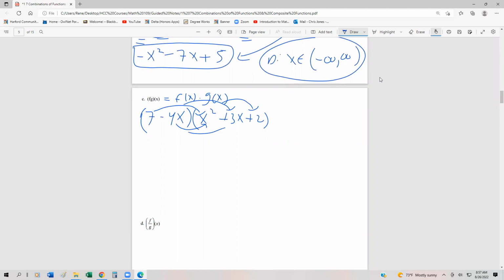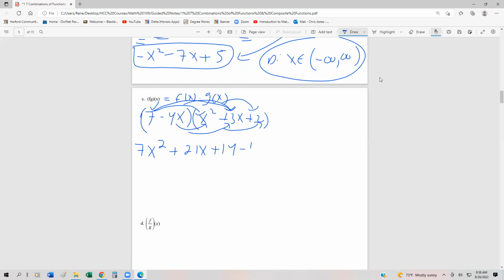And then we have a negative 4x. So we're going to multiply by all those terms. So let's start with the 7. 7 times x squared is going to be 7x squared. 7 times 3x, that's going to be 21x. And then 7 times 2 is 14.